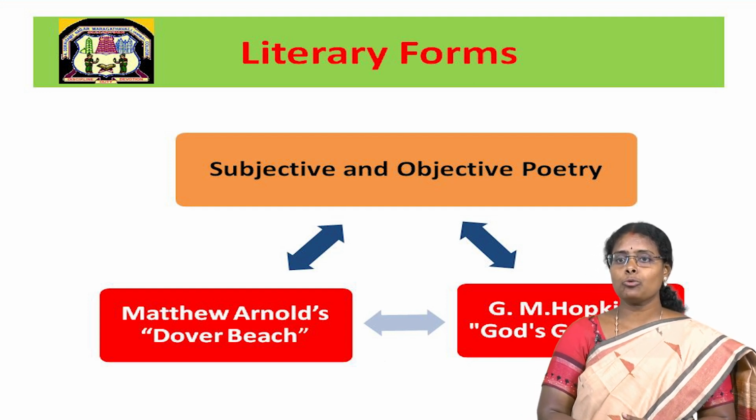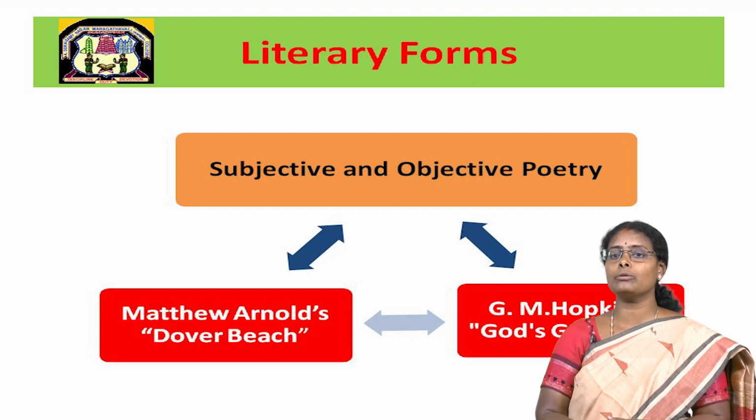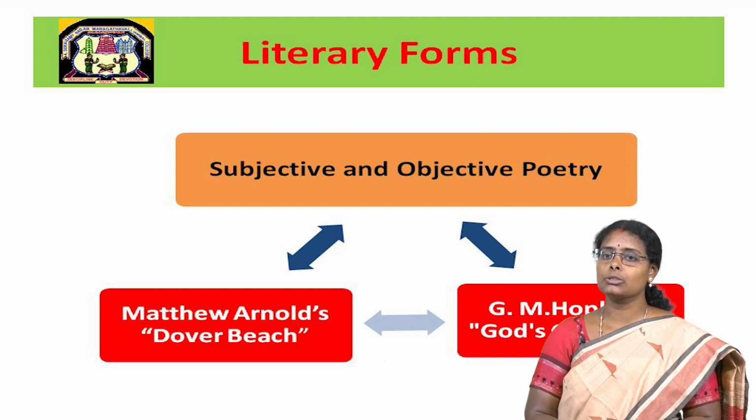Sometimes subjective and objective poetry elements are combined in one poem. For example, Matthew Arnold's Dover Beach and G.M. Hopkins' God's Grandeur.